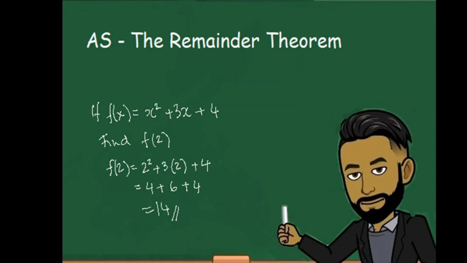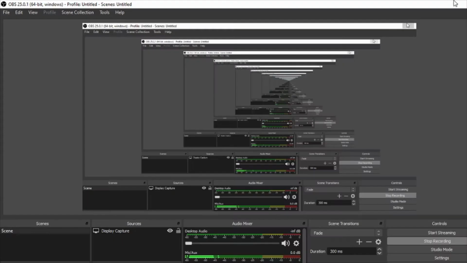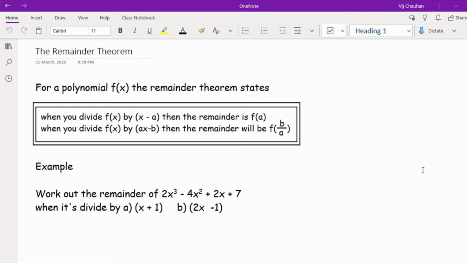So in this video, what I'm going to be doing is going through the remainder theorem. Now this is not really covered in all exam boards, but it's still something that you might find useful to know. Now, what is the remainder theorem, you may be asking?